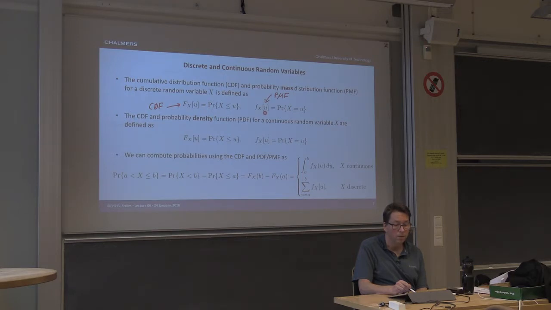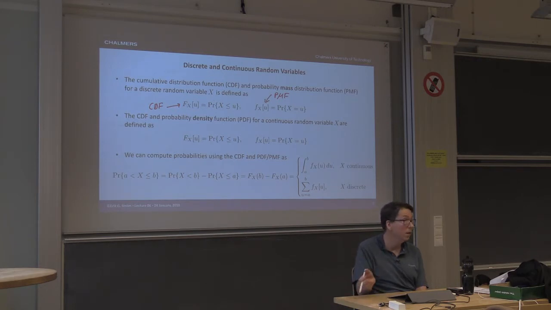But anyways, so it's a function of u. And what is the value of that function? Well, it's the probability that x takes on this value u. Okay, so it's a basic probability. So if I had flipping a coin, it could be tails or heads. If it's a fair coin, then there is a probability 1/2 it's tails, and probability 1/2 it's heads.